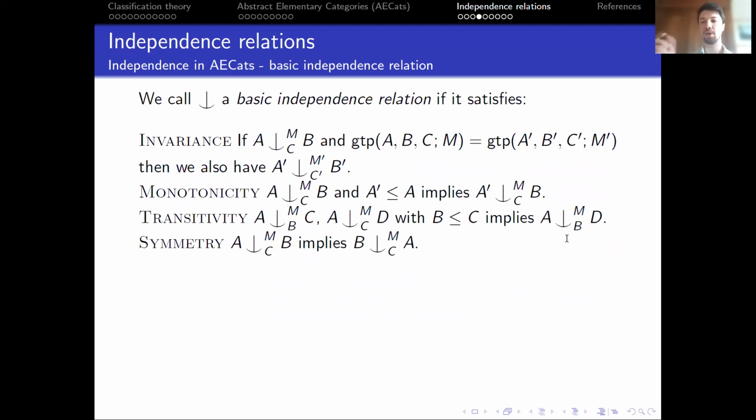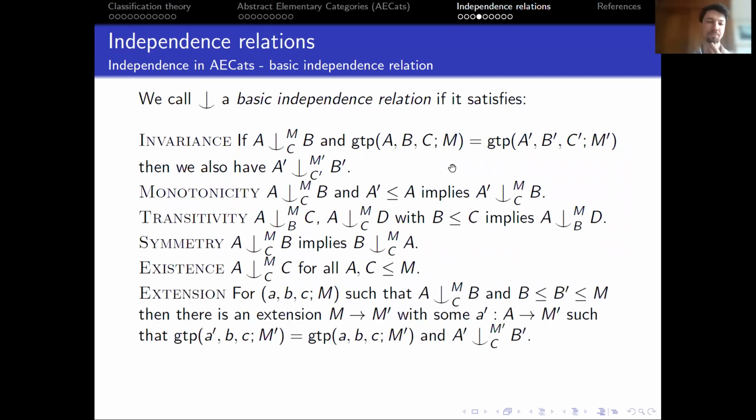Symmetry, so I can swap the ears again. So this also means that it doesn't really matter if I phrase, for example, monotonicity on the left or the right side. I always want symmetry. Existence, A should always be independent from C over C for any A and C.